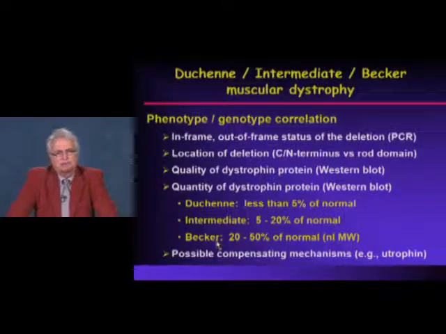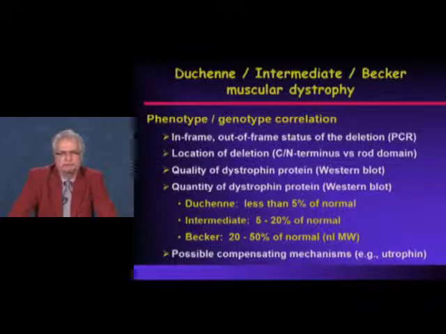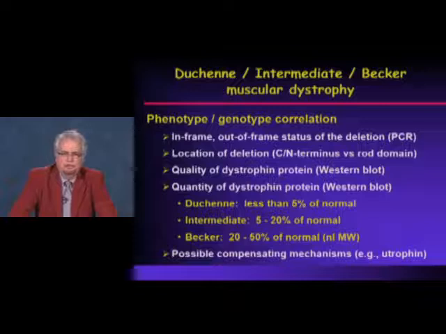So what determines the phenotype? As I told you earlier, the phenotype is primarily determined by the in-frame or out-of-frame status of the deletion. Although there are exceptions to that, that's true in about 90% of the cases. But also the location of the deletion is important, meaning that deletions involving the amino terminus, for example, the actin binding domain, or some areas in the carboxy terminus, can give you a much more severe phenotype than deletions involving the central rod domain.